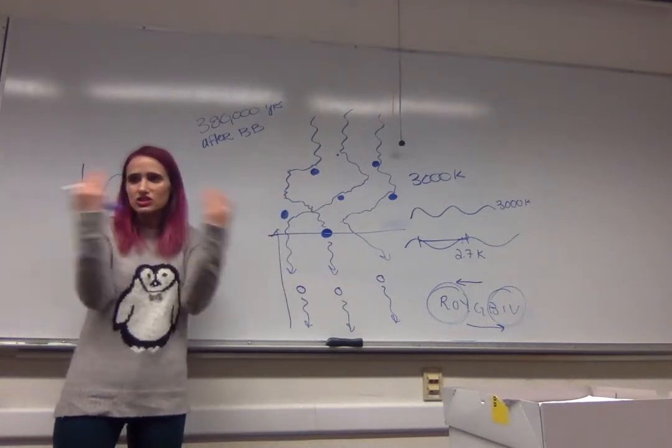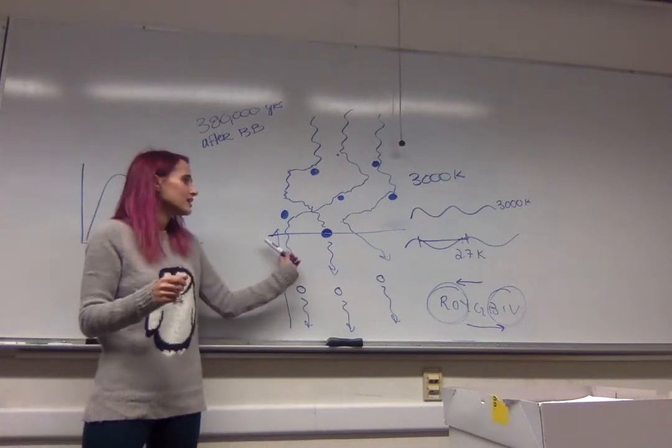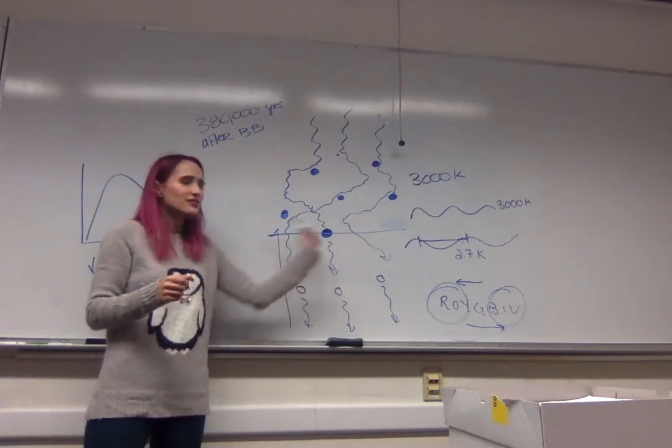What we're seeing here is the surface of last scattering. So the cosmic microwave background is like the image of the surface of last scattering.